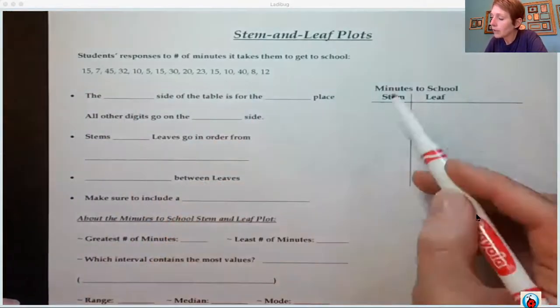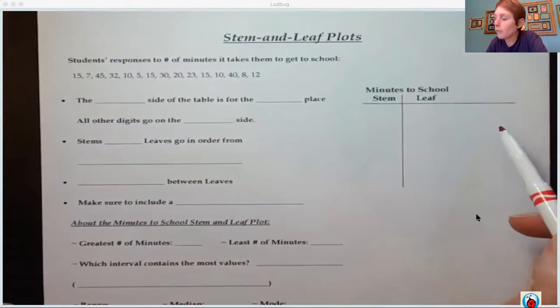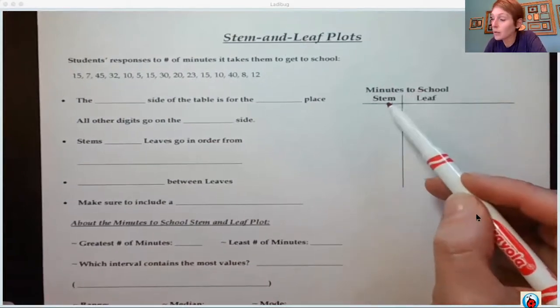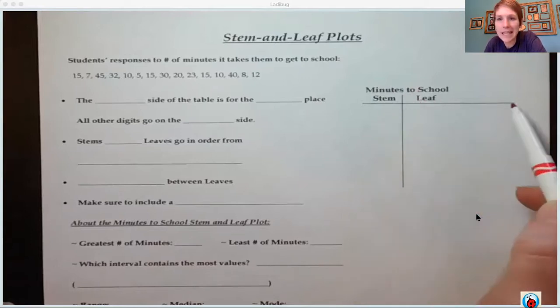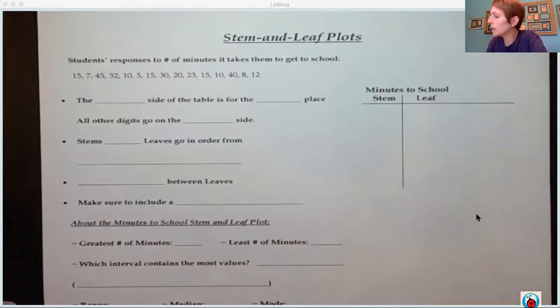Now, over here is a stem and leaf plot that's already been set up for you. It has a title, it has the actual word stem and leaf on it, stem on the left, leaf on the right, and kind of a lopsided T or a lopsided cross in the middle, okay? Let's talk about what all this means.